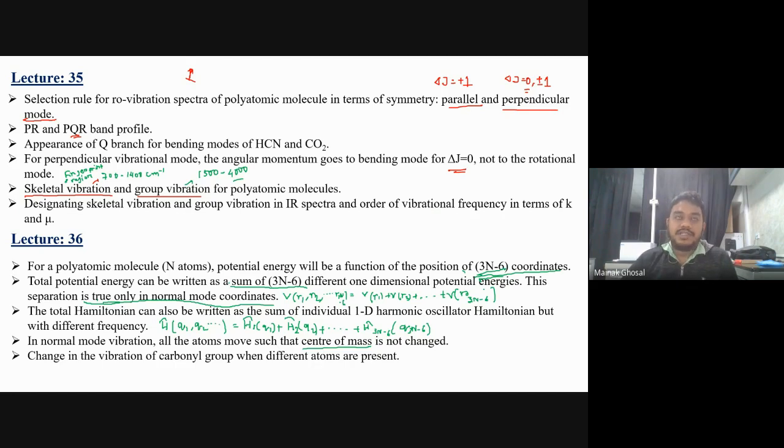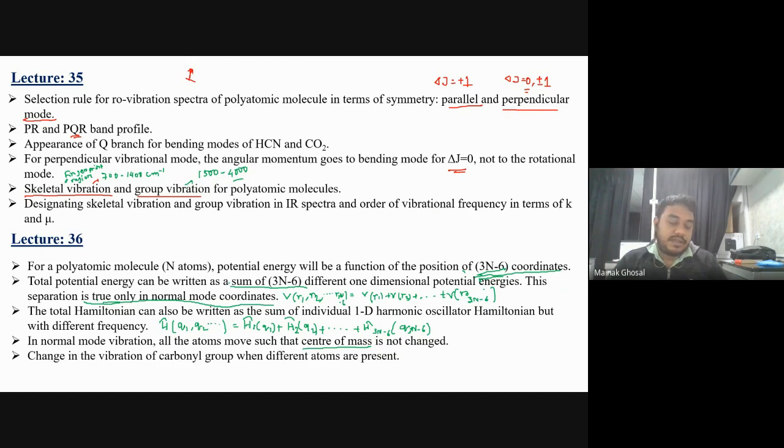Under which condition the selection rule will be followed and you will get maximum intensity was also discussed. Then, in the two lectures you can see here, there was a discussion on perpendicular and parallel modes of vibration, and under which condition this Q band will be generated. Then there was a discussion on skeletal and group vibration. What is skeletal vibration? It is where the vibration of one symmetric or bending, stretching or bending mode will affect another.